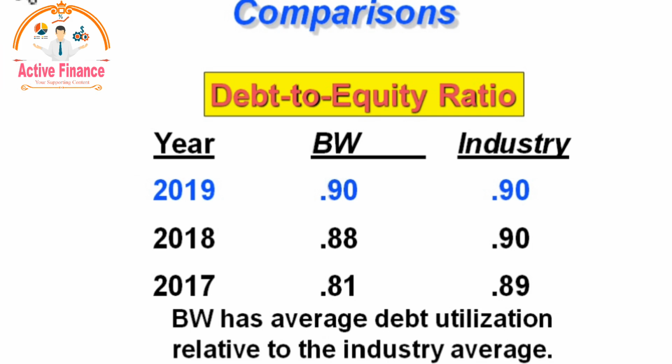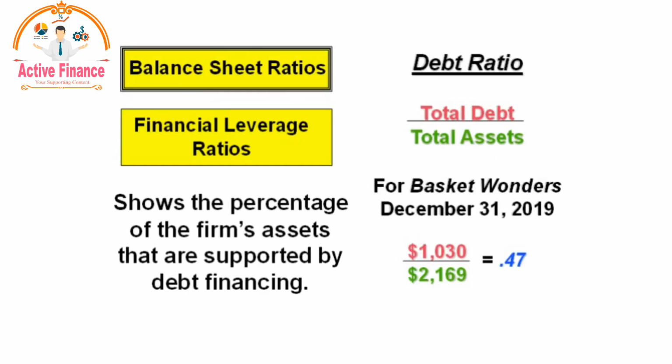Now we will proceed to the second ratio in debt management. This is the debt ratio. The debt ratio shows the percentage of the firm's assets that are supported by debt financing. So we will measure the debt ratio. This is the formula: total debt, also called total liabilities, divided by total assets, and we will get the debt ratio.